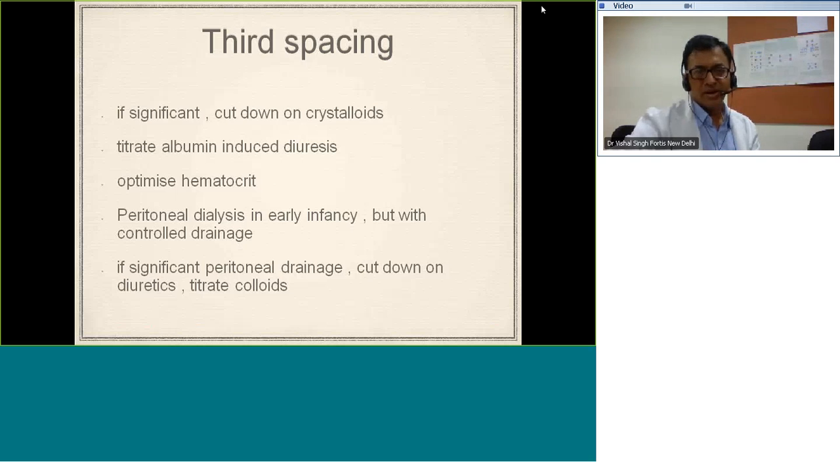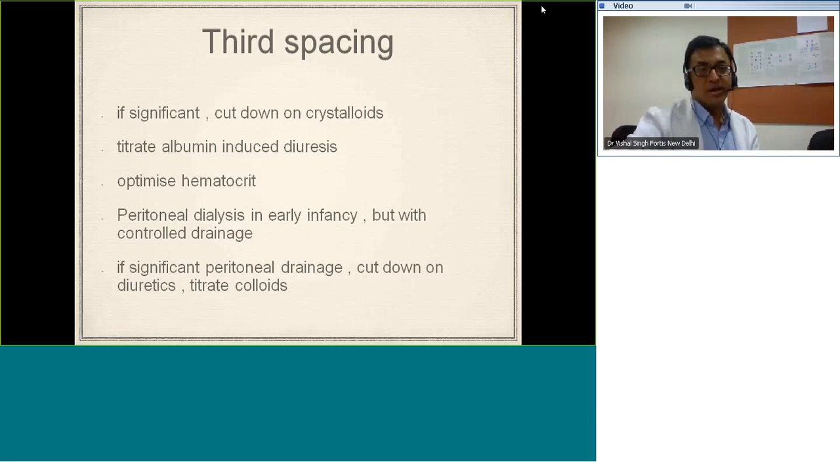Okay, so I'll continue. If there is third spacing, which is a reality in patients with prolonged ventilation, especially with myocardial dysfunction, because that may be the reason that you're ventilating the child, you have to cut down on crystalloids. You can't overdo the crystalloids to 3 ml, 4 ml per kg. Make sure that you don't exceed overall crystalloid, including the infusions, more than 2 ml per kg per hour.